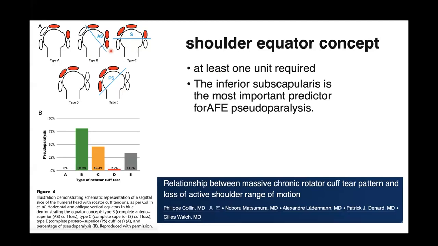And the most common pattern involved is type B, which constitutes about 80% of pseudoparalysis. 80% of such cases will result in pseudoparalysis when you have loss of the full anterior subscapularis as well as supraspinatus. And the next common is pattern C, wherein the whole of the superior upper subscapularis, supraspinatus and infraspinatus is affected, and then it results in a pseudoparalysis almost 45% of the times. So again, the single most important predictor of anterior forward elevation pseudoparalysis he has described as the inferior subscapularis involvement.